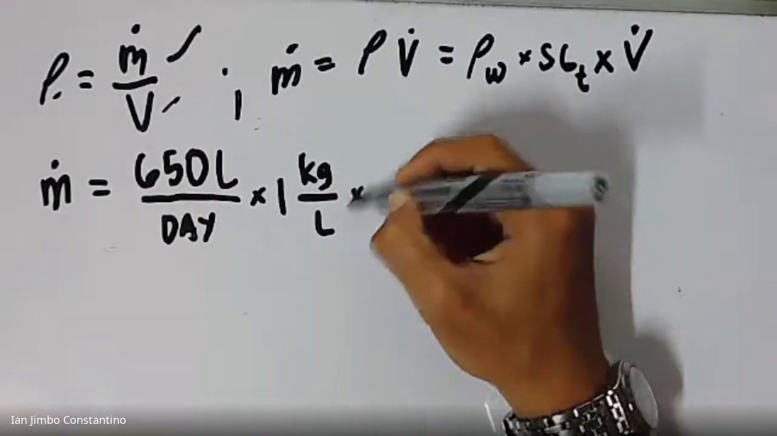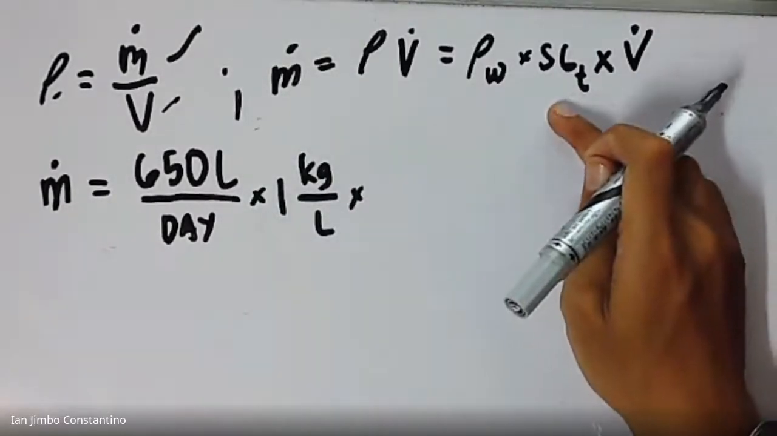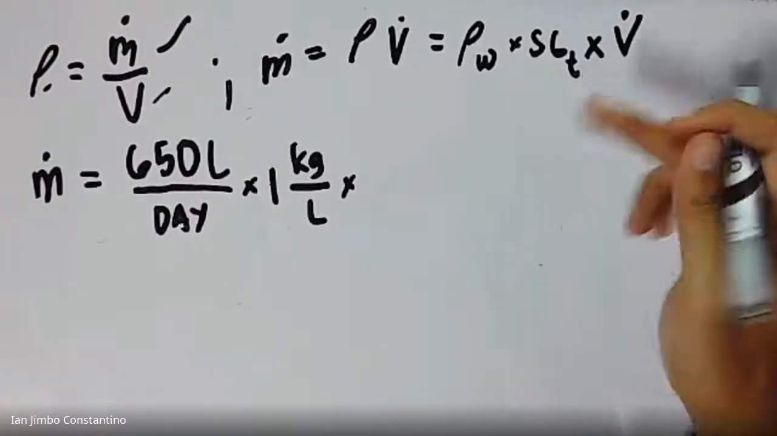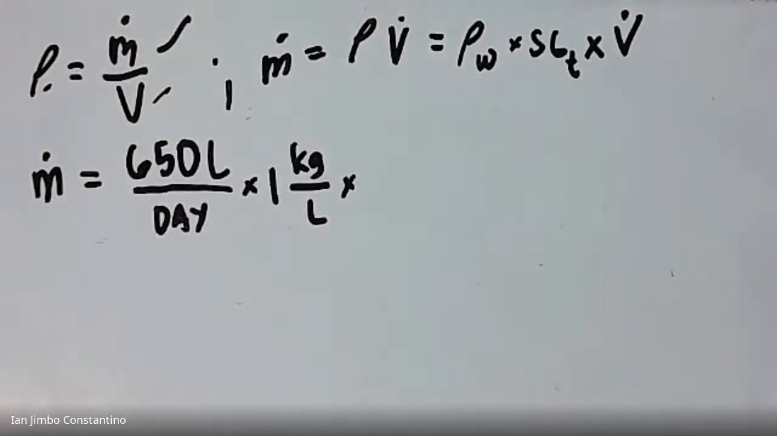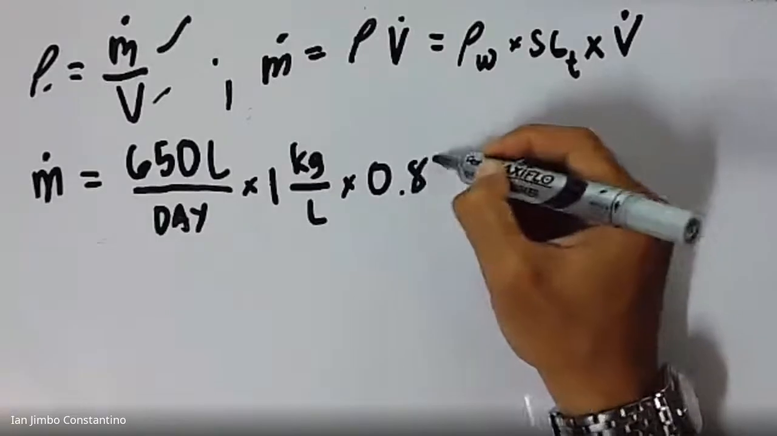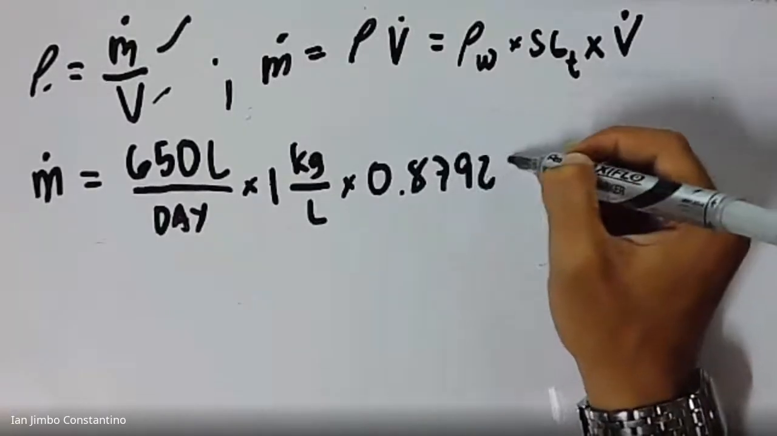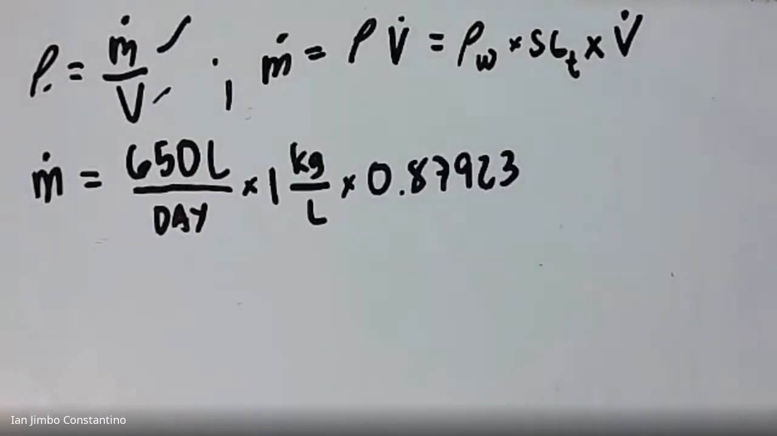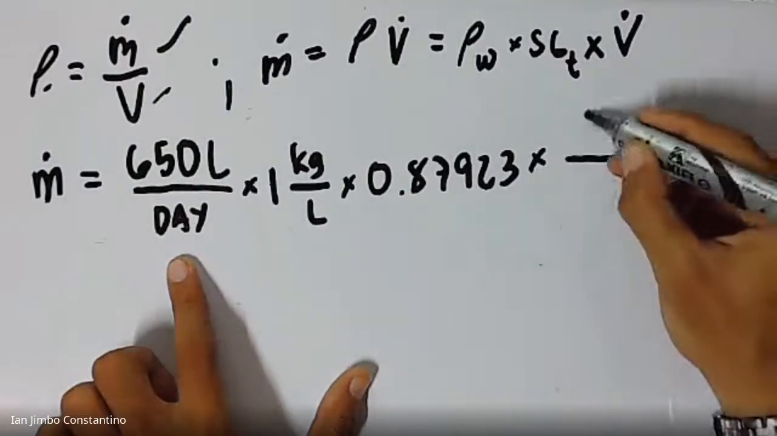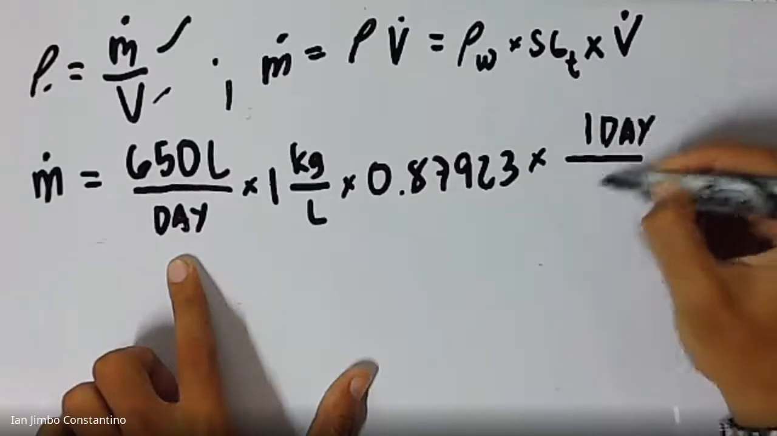Now, multiply that with the standard specific gravity of your fuel, which we solved, 0.87923. And then, what is asked? What unit? That is in kilograms per hour. So, we will convert the day to hours. So, 1 day is 24 hours.